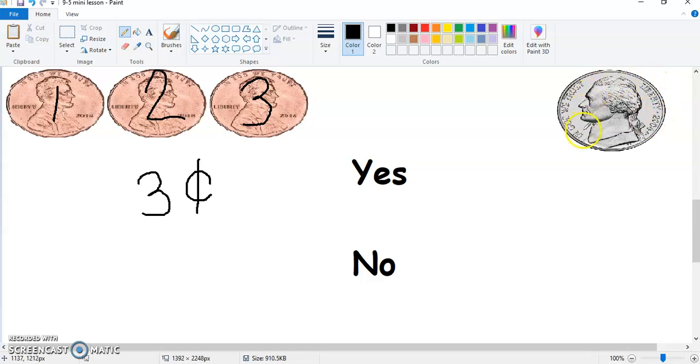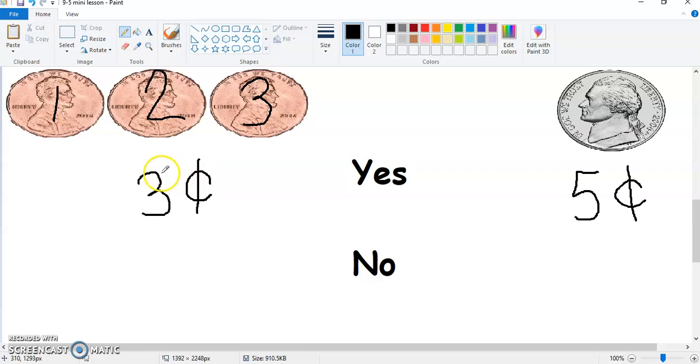Now, when we look over at a nickel, we know that we don't have to count by ones, we can count by fives. There's 1 nickel, so we know that that's 5 cents. Straight back, big belly with a hat on top, and then the cent sign. It's a C with a line through it.